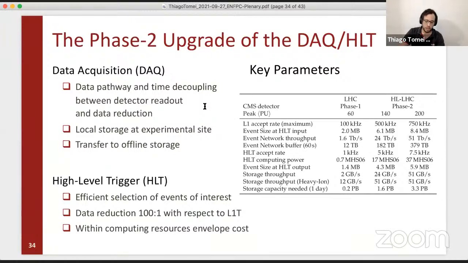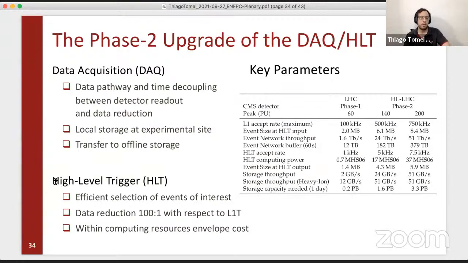So you all know this, but again, for the students, the DAQ is the system that takes care completely of the data as it comes from the detector, does the time decoupling, because remember the LHC is something that is bunched, so every 25 nanoseconds, does the detector readout, and does the data reduction to save in offline. The DAQ takes care of the local storage and the transfer to offline.